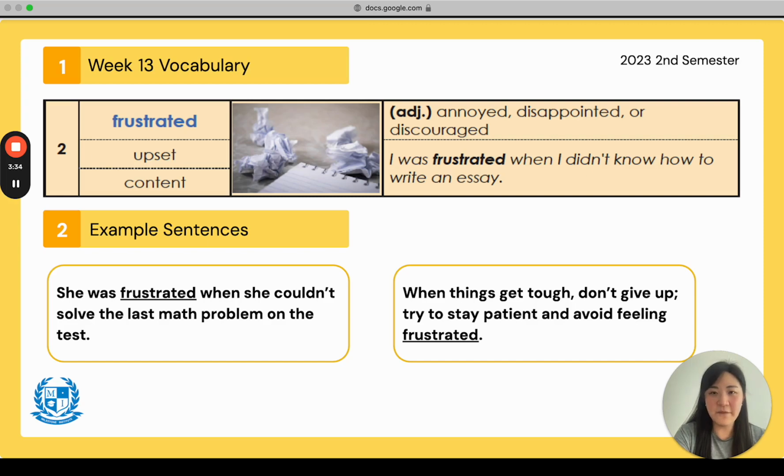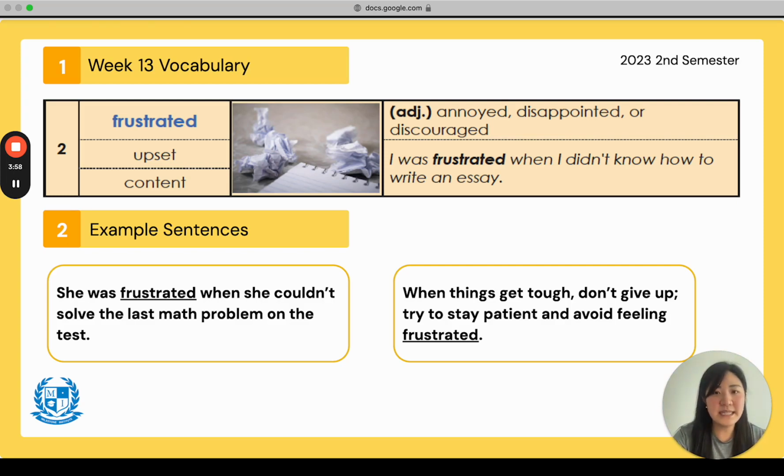Number 2 is frustrated. Everyone say frustrated. The synonym is upset, and the antonym is content, meaning you're happy with it. So, frustrated is an adjective, and it means annoyed, disappointed, or discouraged. So they're like, frustrated, I don't know what to do, I'm so annoyed, I'm so angry.